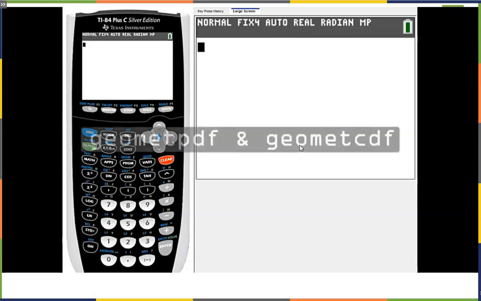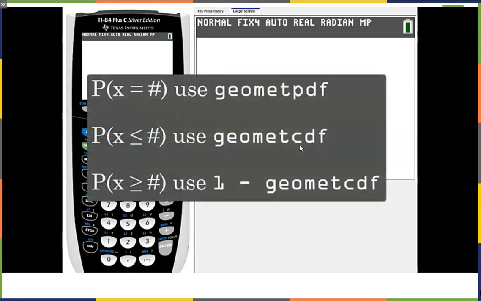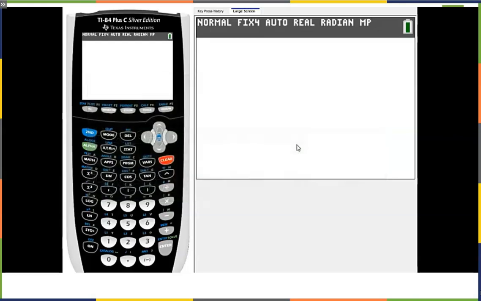We have two geometric distribution functions: geometpdf and geometcdf. It does depend on what you're looking for. If you're looking for an exact amount, like we need to ask 10 people, then you would use PDF. If we ask 10 or fewer people, then you're going to use the cumulative distribution function, so CDF. So it depends on what your problem is, which one you're going to use.